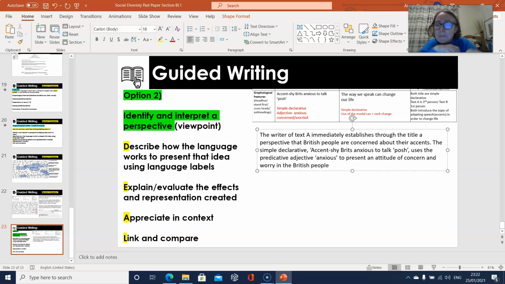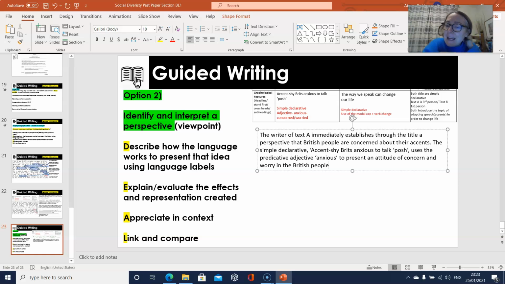Now, we could just pause there. Okay, I've got my I. The writer of text A immediately establishes through the title a perspective that British people are concerned about their accents. The simple declarative accent shy Brits anxious to talk posh uses the predicative adjective anxious to present an attitude of concern and worry in the British people.